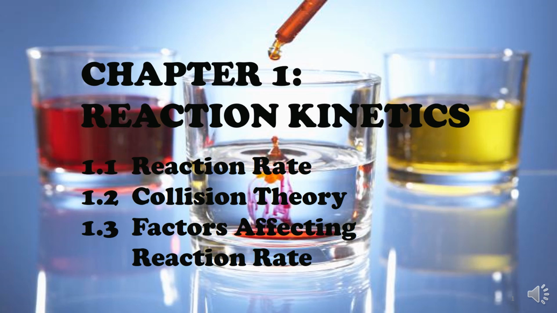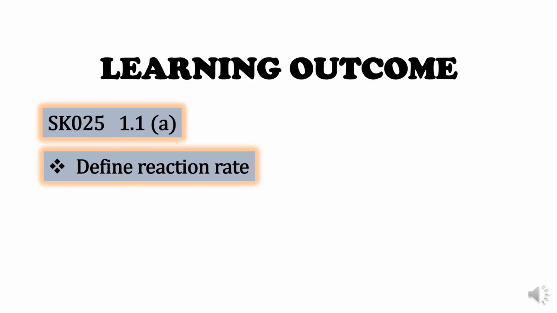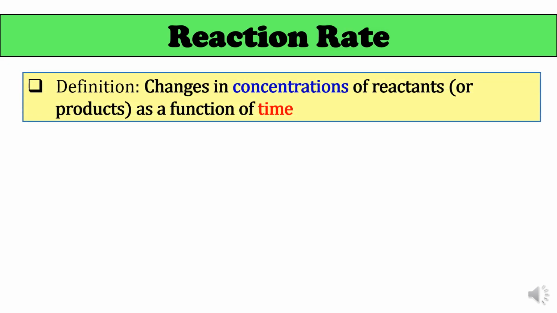Chapter 1, Reaction Kinetic. The first subtopic 1.1, Reaction Rate. For this subtopic, we are going to study the rate of chemical reaction, how fast the reaction takes place. The first objective, define reaction rate. Reaction rate is defined as change in concentration of reactant or product as a function of time.